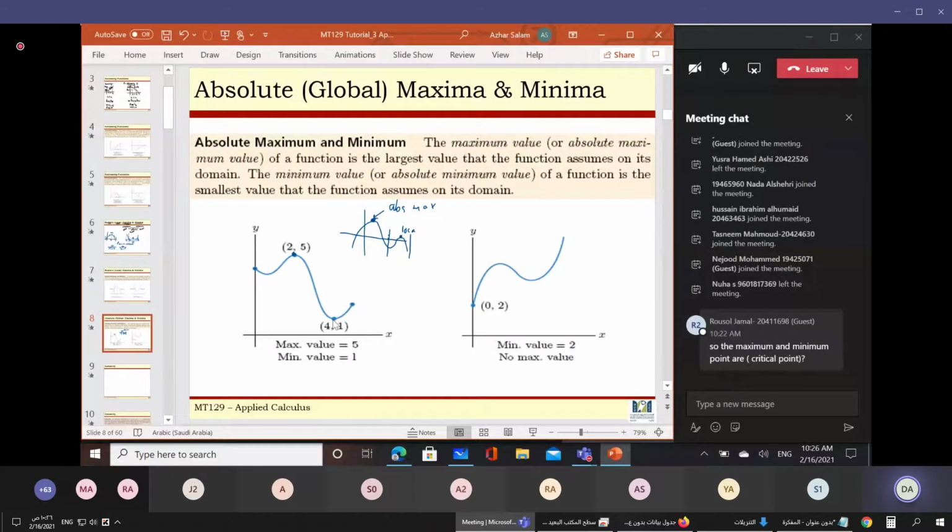Also here, this is the absolute minimum. This could be a minimum for the function, but this is the absolute minimum. هذه ممكن تكون قيمة صغرى للدالة، لكن هذه أصغر منها. لاحظوا هنا تغيرت الدالة من التناقص إلى التزايد، معناتها هذه قيمة صغرى.